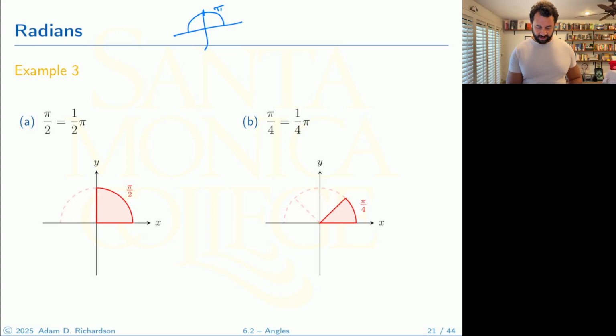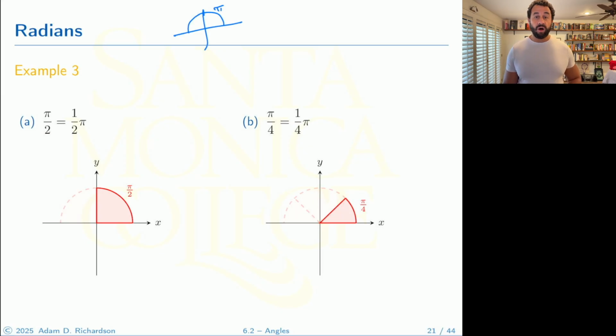So what is half of pi? Quite literally half of that upper semicircle, right? What is a quarter pi? It's a quarter. So this is where it gets really fun, I think, right? So here's the upper semicircle, that's pi. We're going to split that into 4 equal-sized pieces. 1, 2, 3, 1, 2, 3, 4.